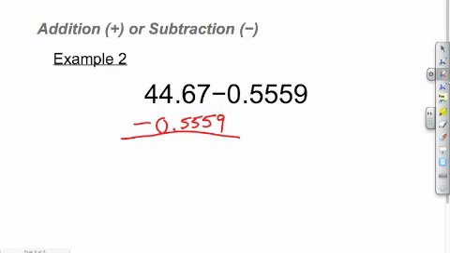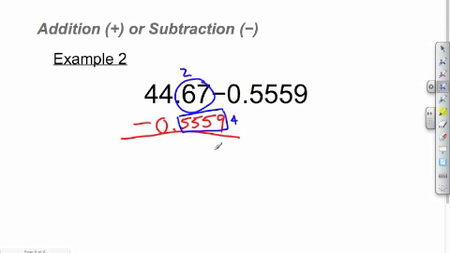Alright, when I do that, it's very clear how many places after the decimal each has. 44.67 has 2 places after the decimal. 0.5559 has 4 places after the decimal. According to the rule for addition and subtraction, my answer can only have the same number of places after the decimal as the value in my calculation that has the fewest. That would be 44.67, and that would be 2 places after the decimal.